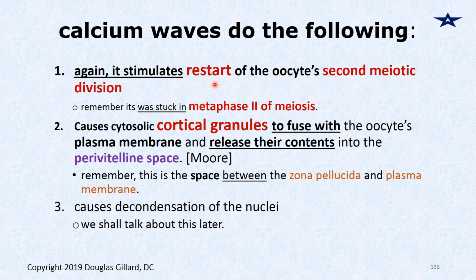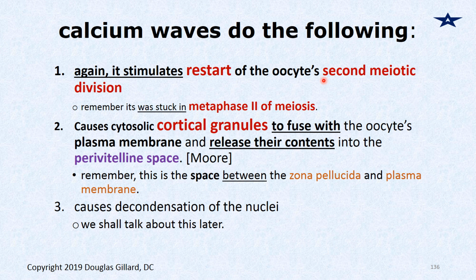It stimulates the restart of the oocyte's second meiotic division. Remember, the oocyte was stuck in metaphase 2 of meiosis. So that wave of calcium stimulates it to get going. And it does. The oocyte finishes out meiosis 2, and it creates a new polar body. And now we have 2 polar bodies in that cell.